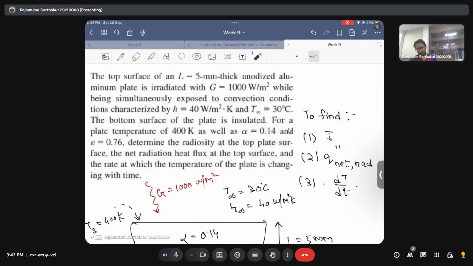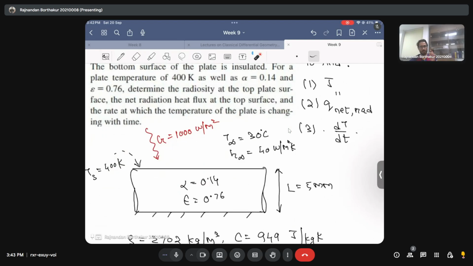And then they are asking for the rate at which the temperature of the plate is changing with time. So I hope you can understand. The first and second things are simple. Given that there is an irradiation, and given that the plate has a surface temperature of this much, you can calculate the radiosity and the net radiation exchange. But you also need to understand that heat transfer is taking place from this body owing to radiation and convection, because it is also exposed to an ambient temperature T infinity with heat transfer coefficient h, so there is also convection heat transfer. Because of these two heat transfers, overall the temperature of this plate will change with time.